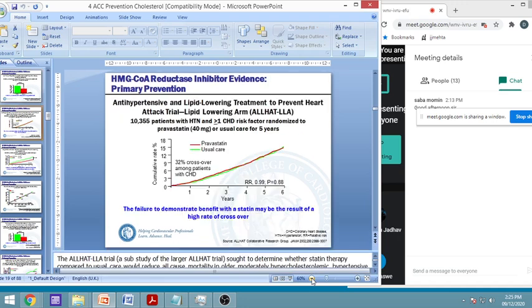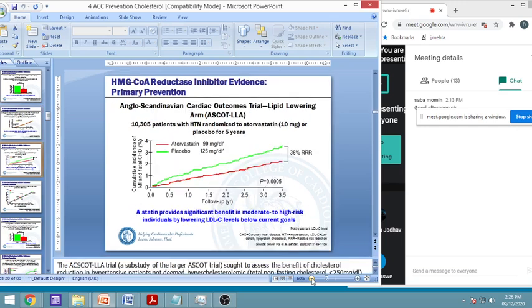Then another is ALLHAT-LLA trial, that is antihypertensive and lipid lowering, AH meaning antihypertensive, and lipid lowering, the heart attack trial. In that, two arms were there, one was hypertension and another one was lipid lowering. In the lipid lowering arm it was found that there was no big benefit with the statin, maybe because there was some problem in the design of the study.